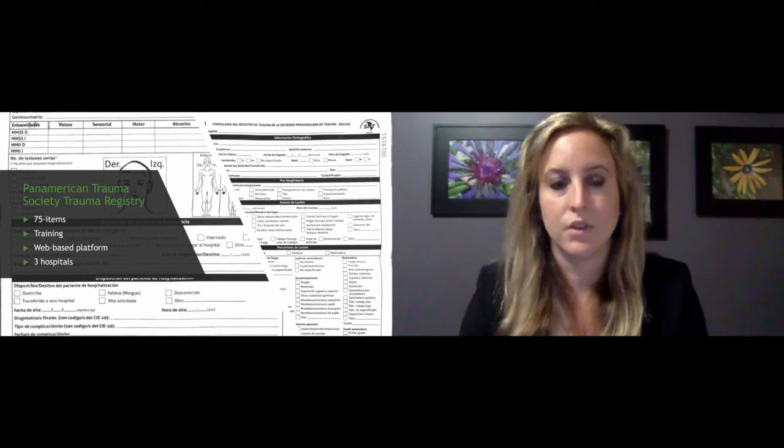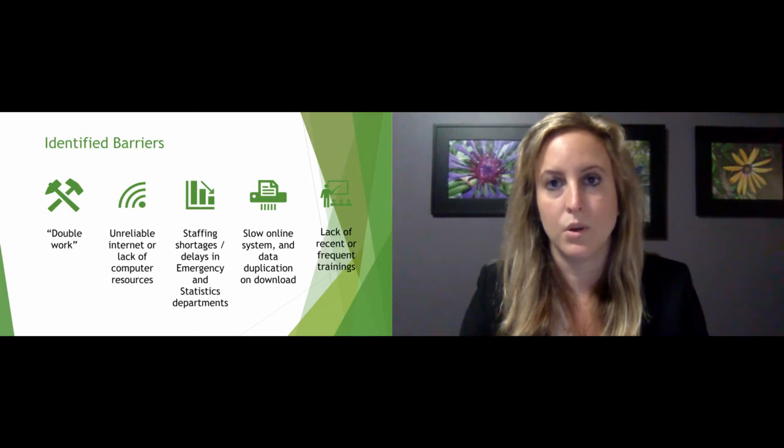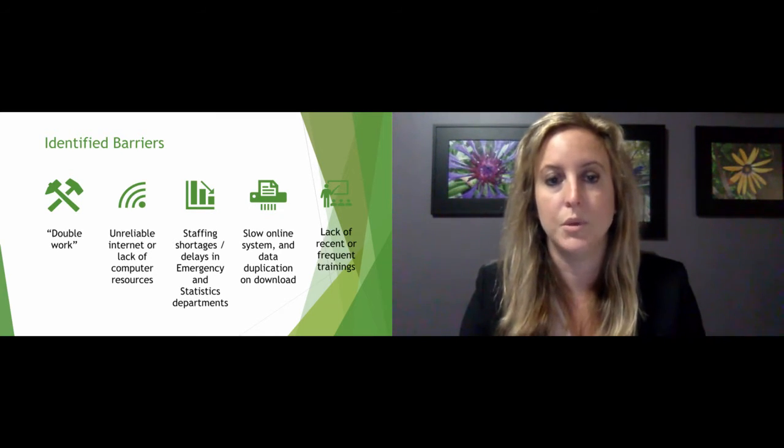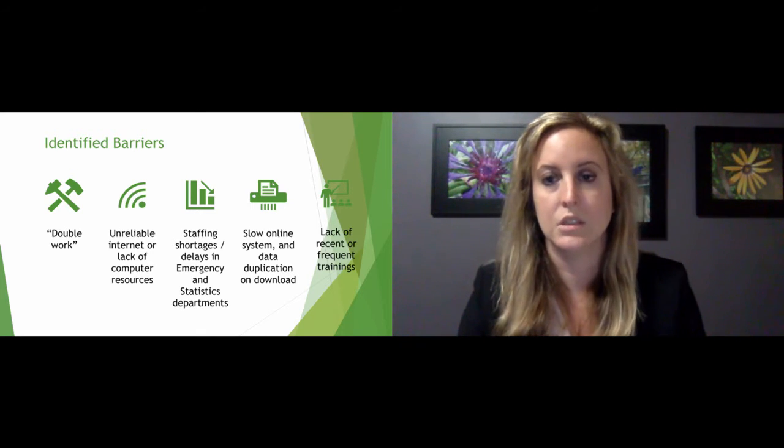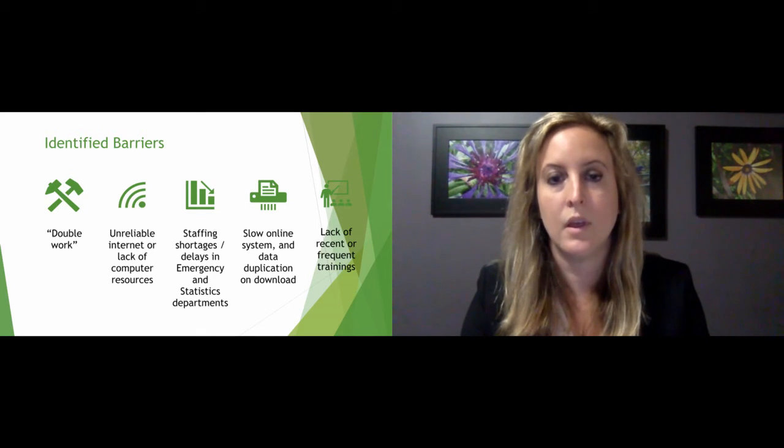However, there were many limitations and frustrations from our local partners noted when I arrived to continue work on the registry. For instance, they identified that it was double the work having to fill out the Trauma Registry form as well as their own medical record forms. They found that there was unreliable or unavailable internet and a lack of computer resources both in the statistics department and the emergency department. They found that they had delays uploading the information into the online system based on staffing shortages and resource limitations in both the ED and the statistics departments. They were frustrated by the slow online system in terms of loading data, and also when they tried to download reports, they found that data had been duplicated.